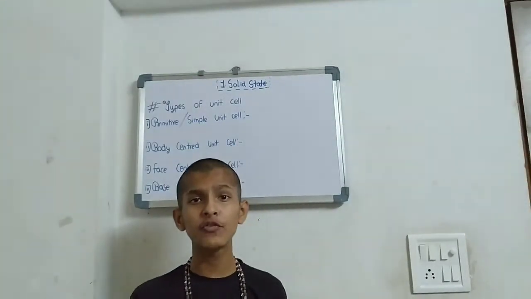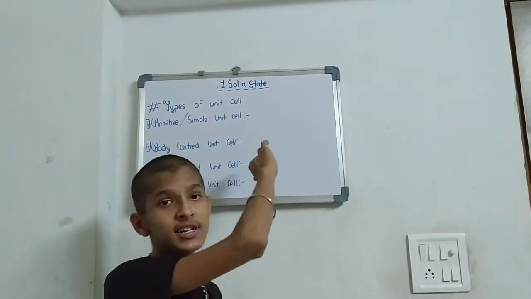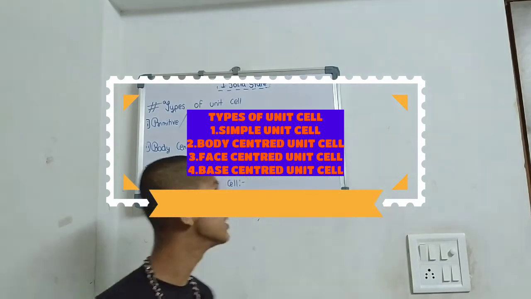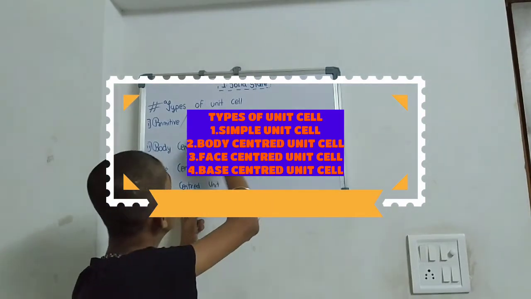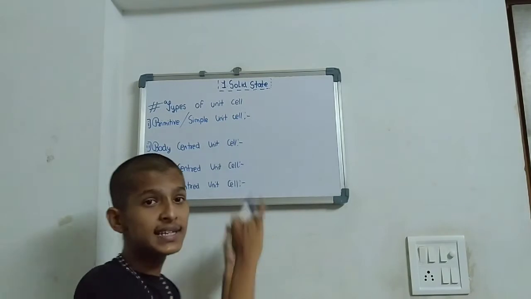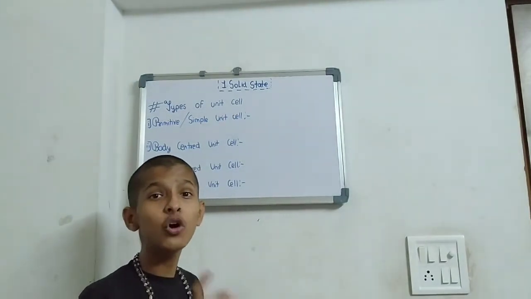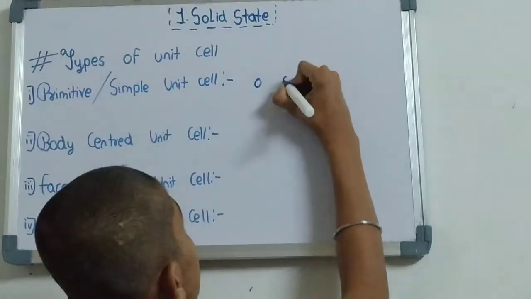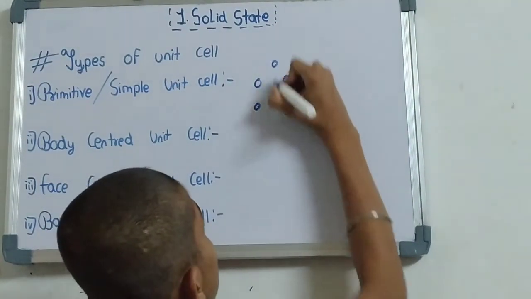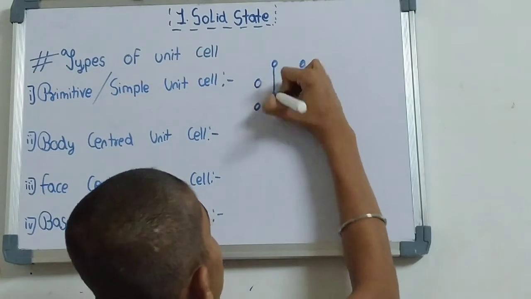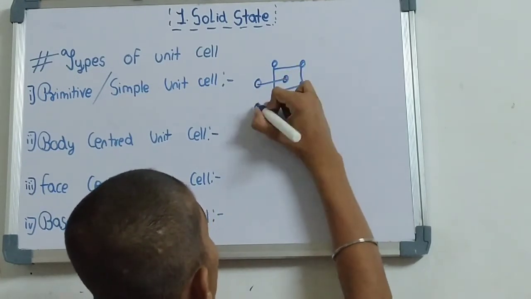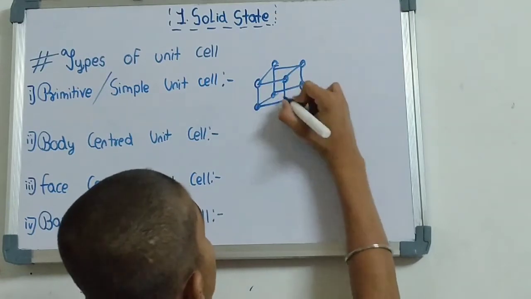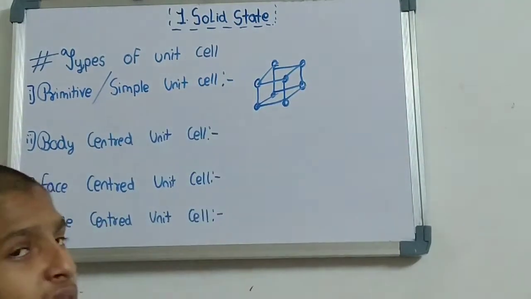So basically there are four types of unit cell, as you can see: the primitive unit cell, body centered unit cell, face centered unit cell, and the base centered unit cell. So let's take the information on each one. What is the primitive or simple unit cell? It is a unit cell in which the constituent particles are present in the corners only. As you can see, there are particles only at the corners. So that is known as the simple unit cell.